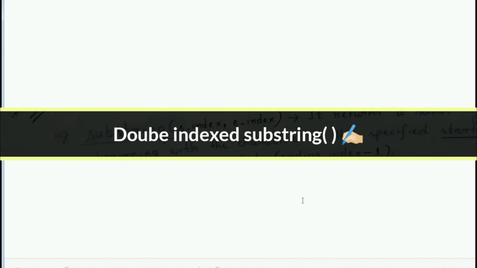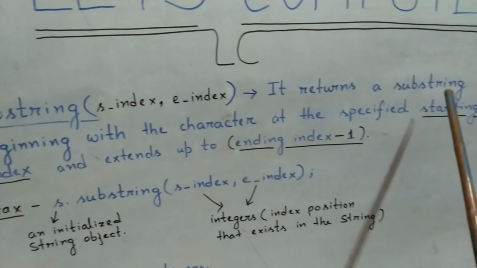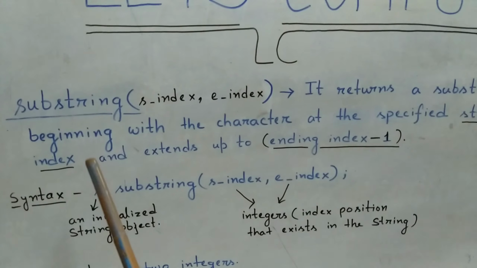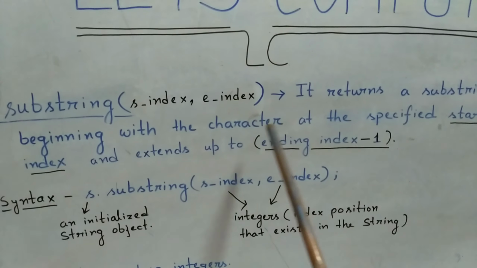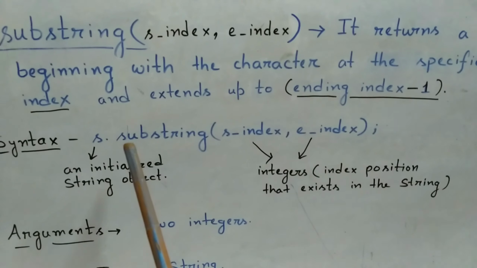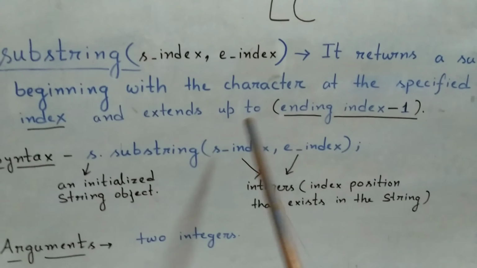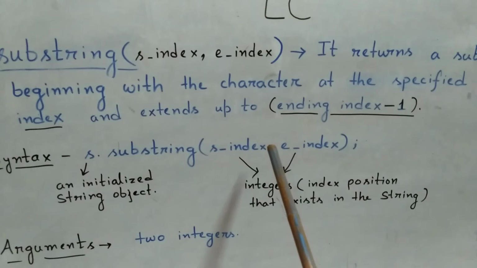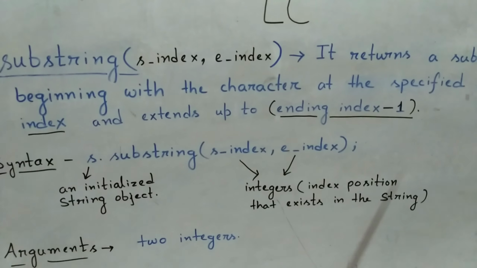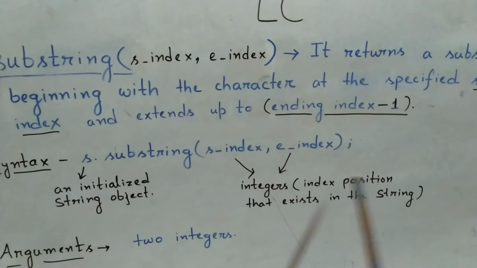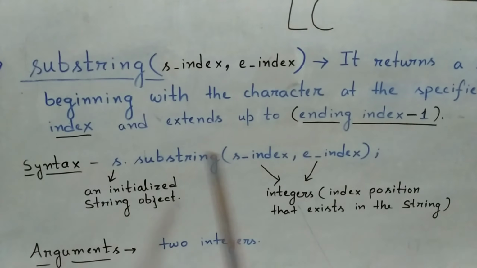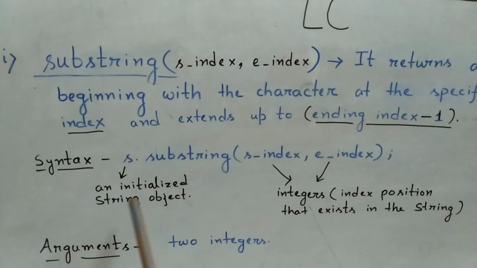The double index version of this function returns a substring beginning with the character at the specified starting index position and extends up to the ending index position minus 1. Syntax looks like this. s dot substring within parenthesis s index, that is the starting index, comma e index, that is the ending index. Well, these are two index positions that exist in the string, obviously in form of integers. s must be an initialized string object.